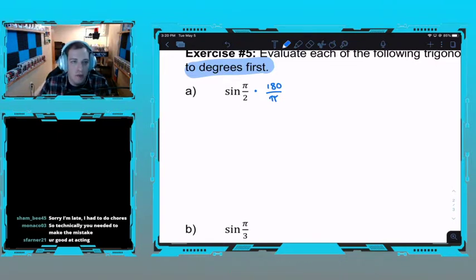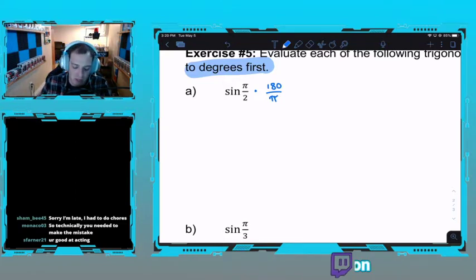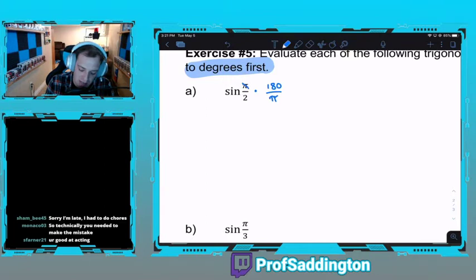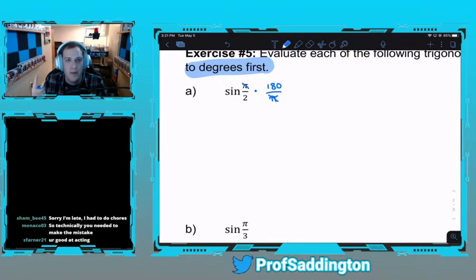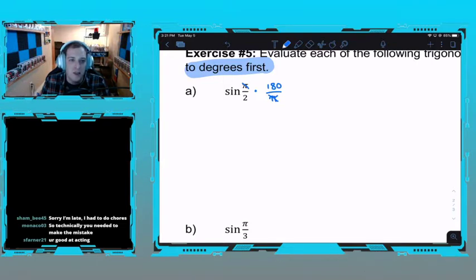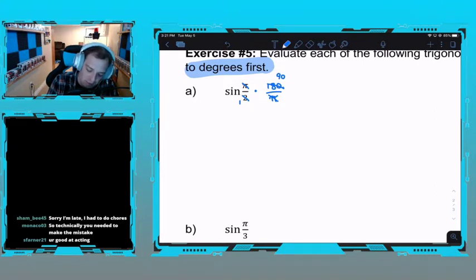So what I'm looking to do is the cross reducing that we did last week. I noticed that I have pi's across from each other, so those pi's can cancel out, because pi divided by pi is really just 1. I also have 180 and 2, and I can divide both of those by 2. We're going to notice that this is going to be 90, and that's really just going to be 1. So we're just going to be left with 90 over 1.